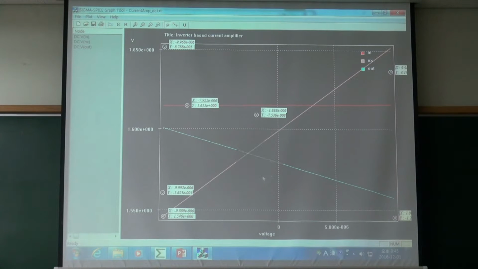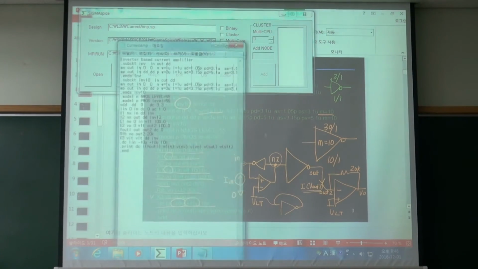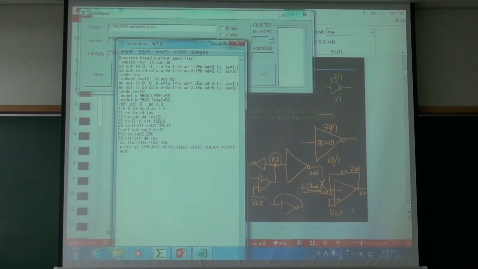Okay? And then what's this blue one? The blue one is the out node. The out node changes significantly from this logic threshold. There is some offset, right? Pretty large offset. Can we reduce this one by increasing this amp gain? Maybe I will increase this amp gain 10 times.